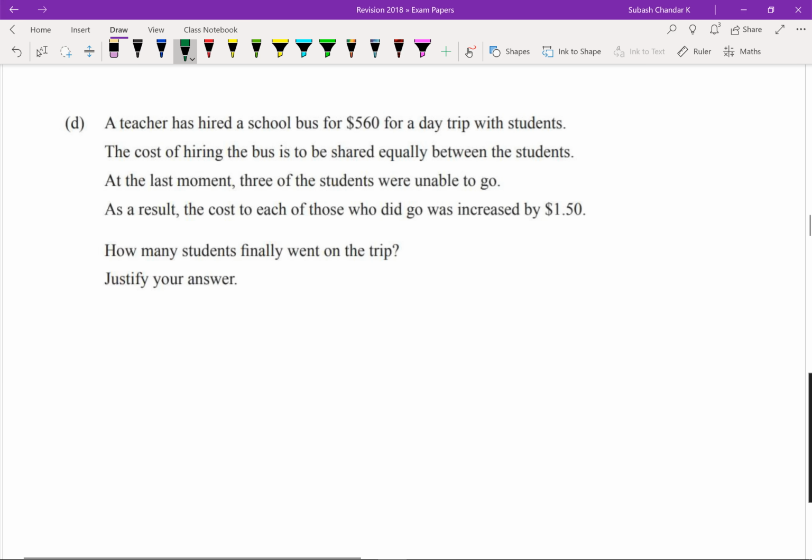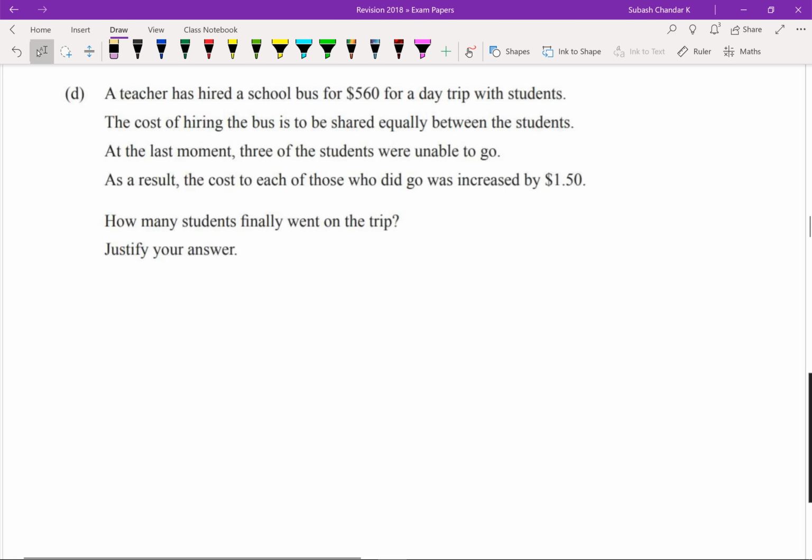Okay, so this question here is one of these average questions that pops up every now and then. What we have is a teacher has hired a school bus for $560, and the cost is shared equally between the students. So the first part that we can say is that you've got 560 over something. That's what the average price is going to be. Or we can say 560 divided by number of students. So that'll actually give you the price of the tickets.